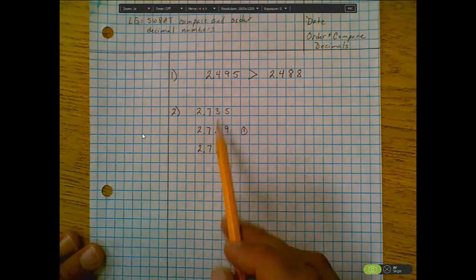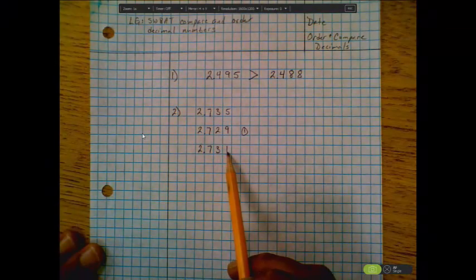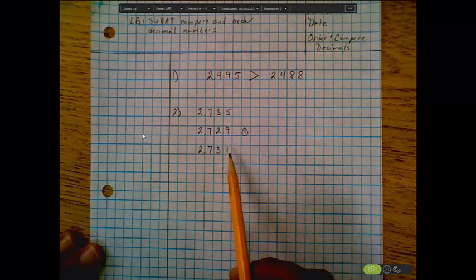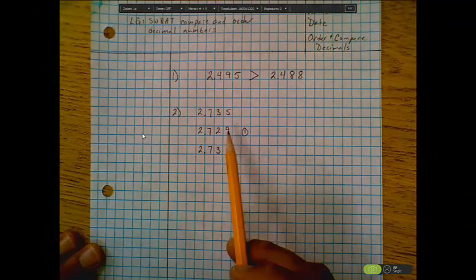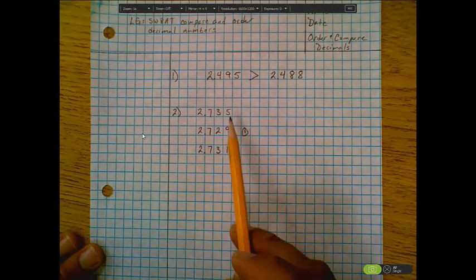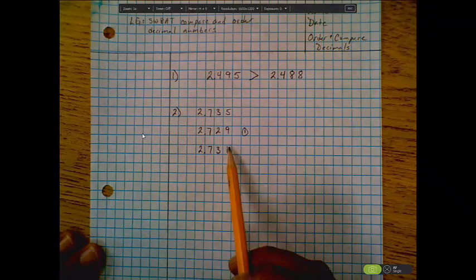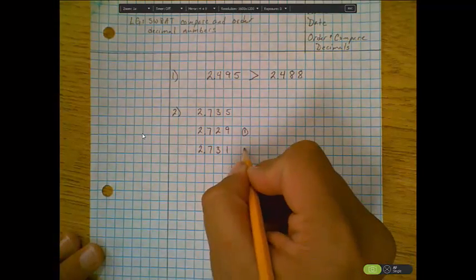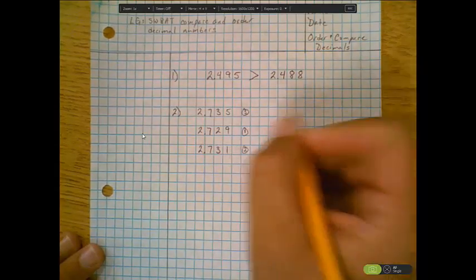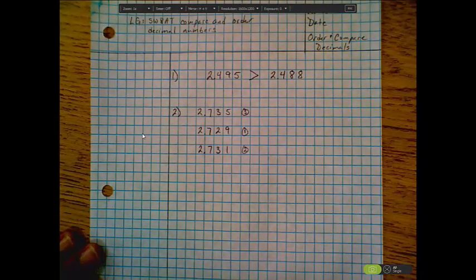Since the 3's are the same, we have to move over one more value, and we compare the 5 and the 1. Notice we don't compare the 9. We just compare the ones that are left over. So we compare the 1 and the 5. The 1 is less than 5, and so the 1 is going to be our second value in order. And the top one will be our third value.